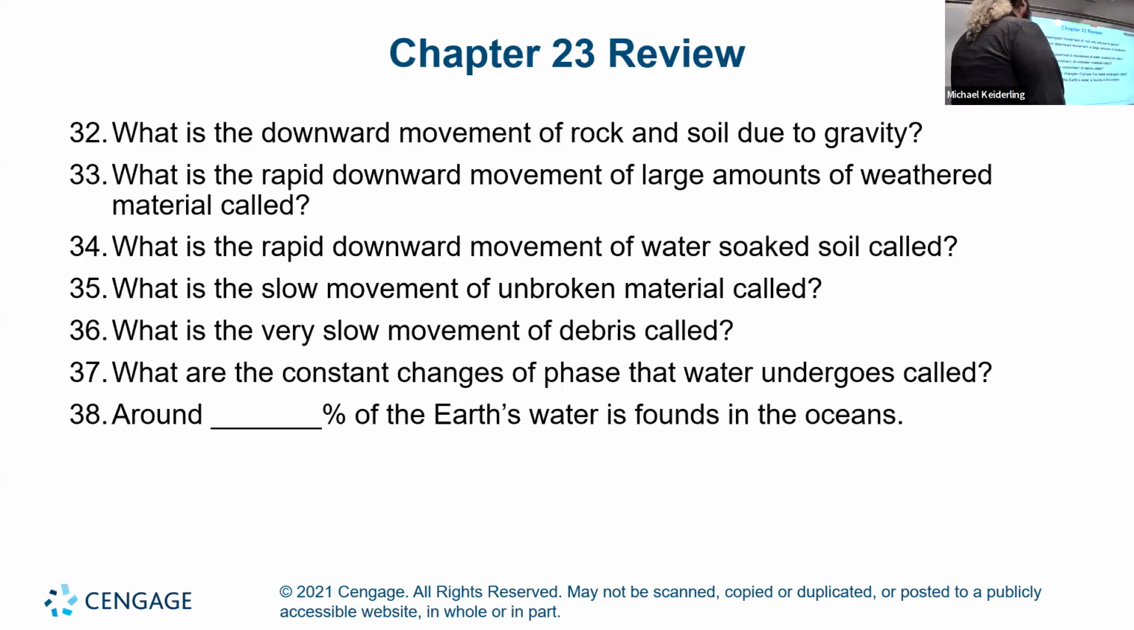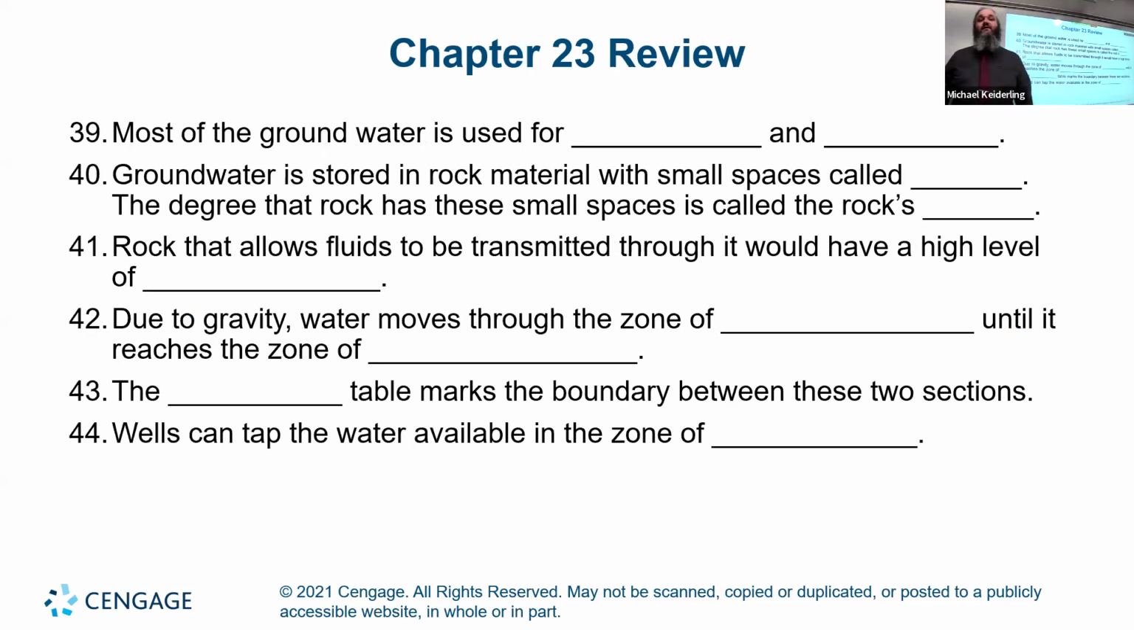The constant changes of phase that water undergoes is known as the hydrologic cycle, or the water cycle. Around 98% of the Earth's water is found in the oceans. Most of the groundwater is used for agriculture and for human consumption, and some for industry.